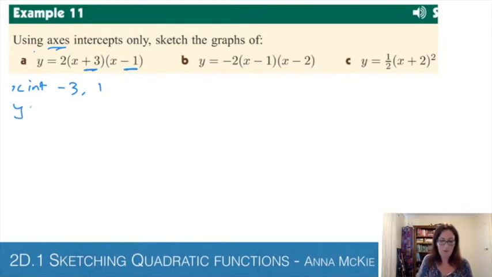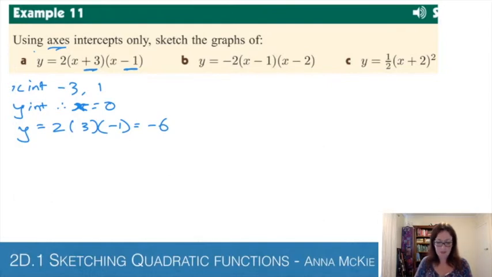Y-intercept, my maths teacher always told me to work out if you're doing the y-intercept, you put the other letter, so x, and put that equal to 0. Same concept applies if you're doing the x-intercept, you make y equal to 0. So you take your function, and where you see an x, you substitute in a 0, and you would have to work that out. And so y is -6.